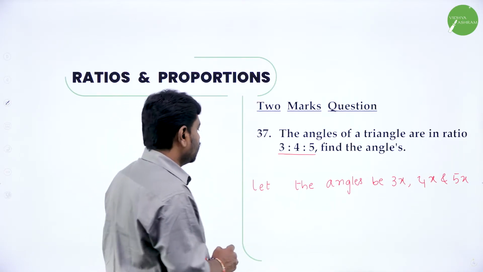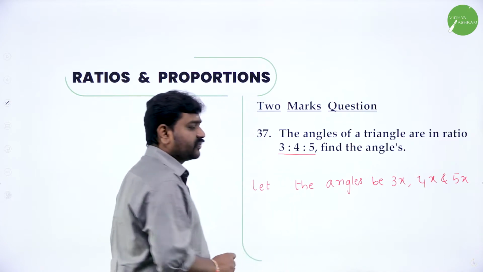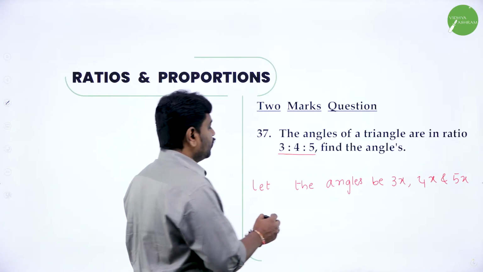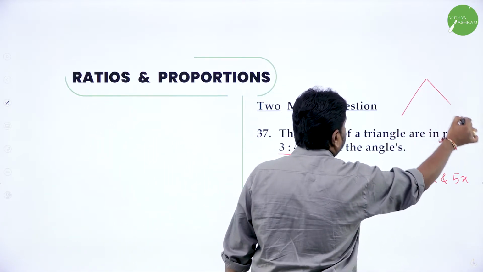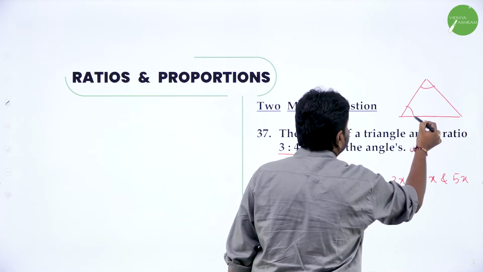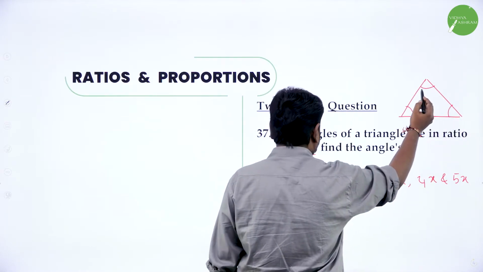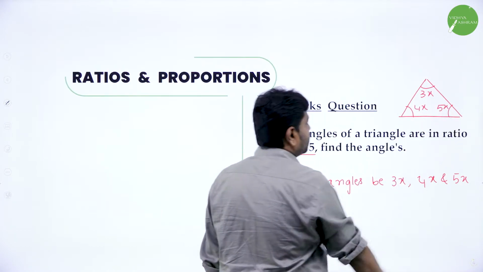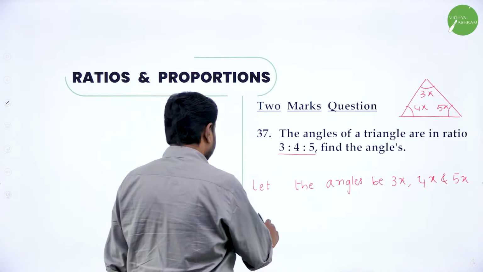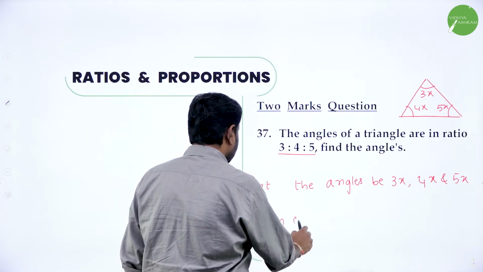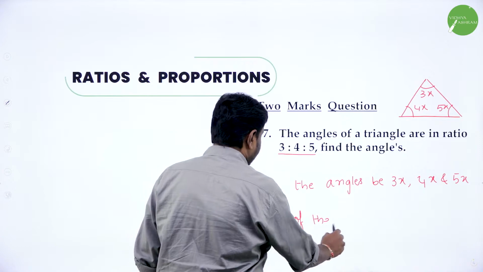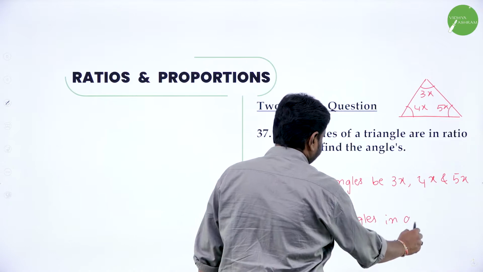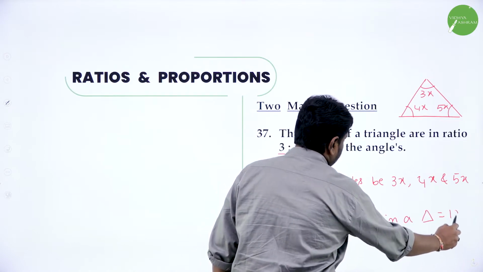These are the angles. So we know the sum of the angles of a triangle. What is the sum of the angles of a triangle? 180 degrees. So in a triangle we'll have 3 angles. If you add all the 3 angles, it will be equal to 180. So suppose any one of the angles is 3x, the other angle is 4x, the other angle is 5x. This is the basic you should know. Sum of the angles in a triangle is equal to 180 degrees.